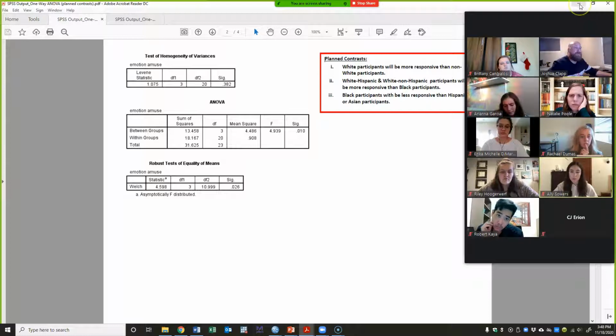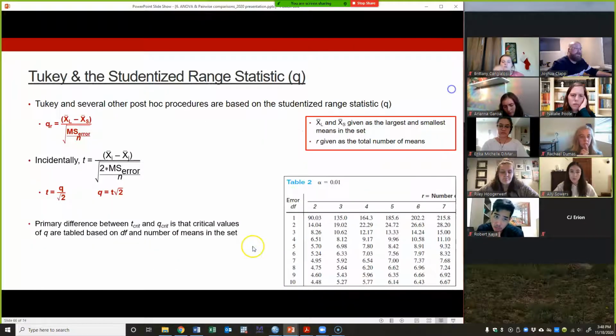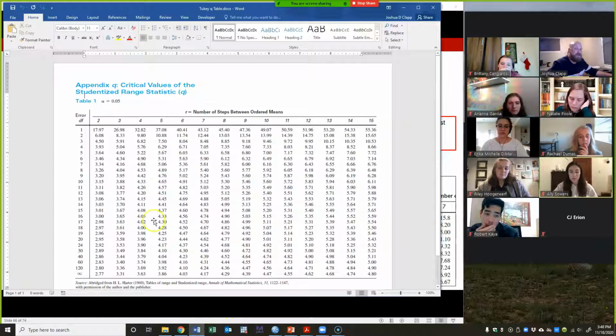So what I would do with Tukey is go through and calculate a Q statistic where I take the difference between my means and divide by the square root of the mean squared error divided by N. It's going to give me a Q statistic. And then I'm going to compare that against my critical value of 3.96 here. Okay.